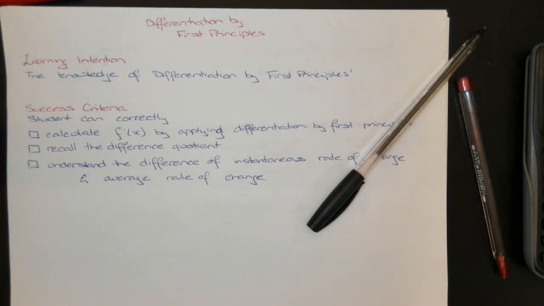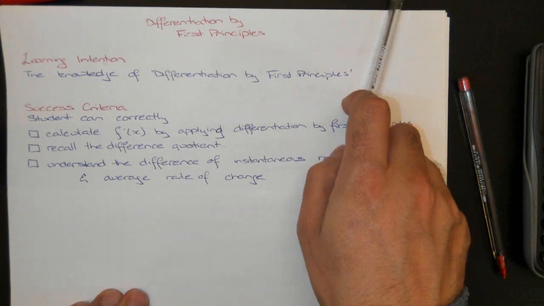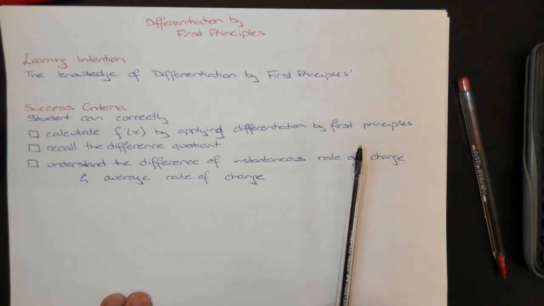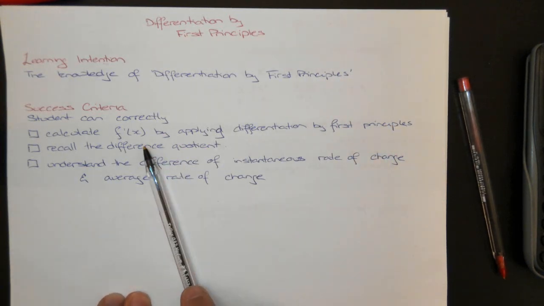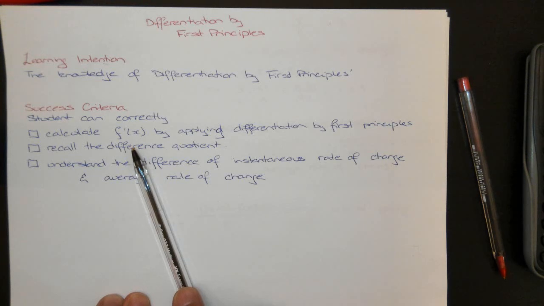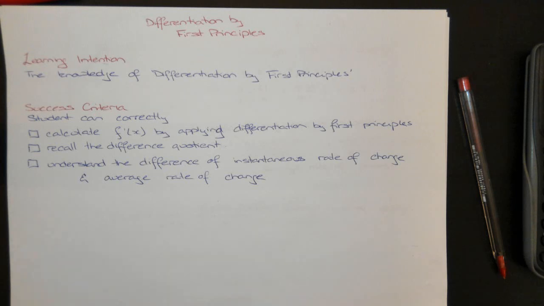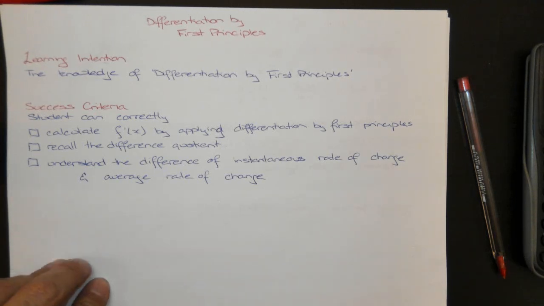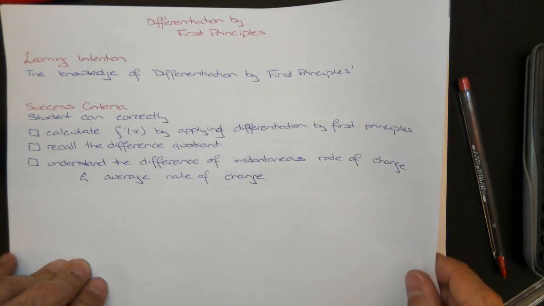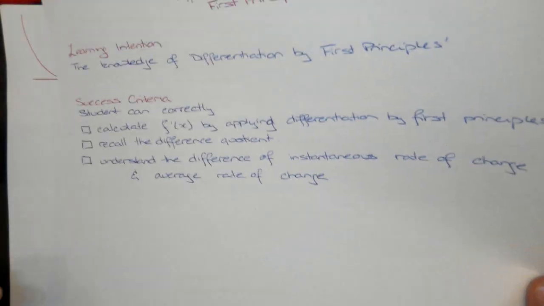Hi, so today we're going to look at differentiation by first principles. Our learning intention is the knowledge of differentiation by first principles, and we'll be successful if we can differentiate or calculate f of x, f dash x, by applying this principle, recall the difference quotient, and understand the difference between the instantaneous rate of change and the average rate of change. Okay, all right.